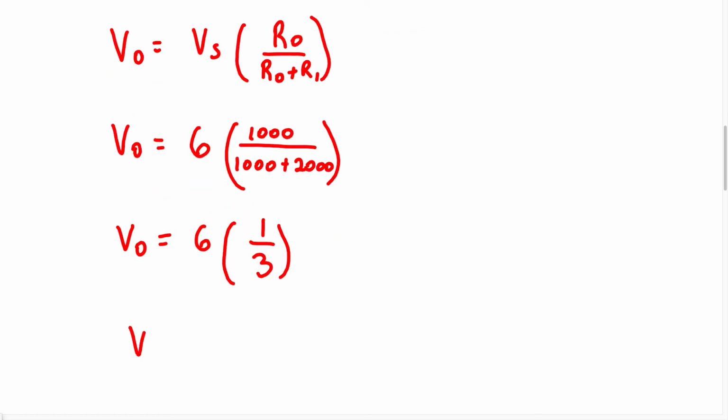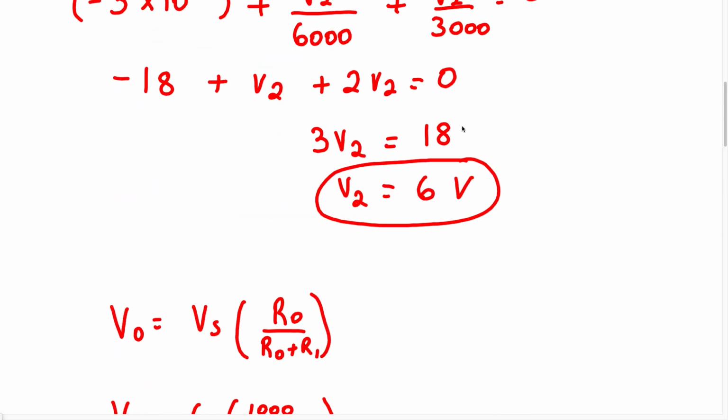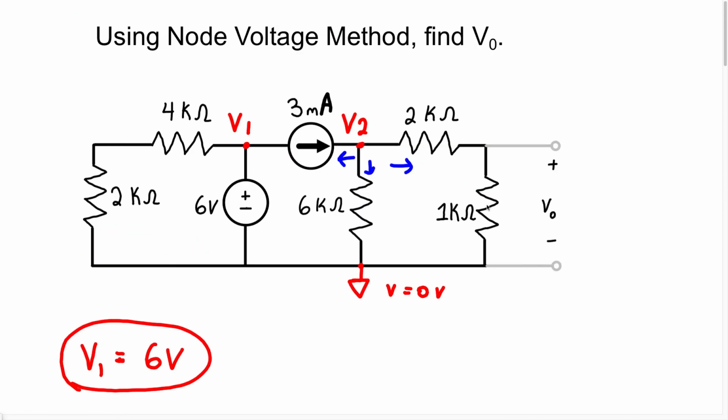Therefore, VO equals 2 volts. So this is going to be our answer for this particular problem. The voltage VO, which is the voltage across this 1K resistor, is going to be 2 volts. So we found V1, but we didn't really need V1. That's how these problems work sometimes. But this is how you solve these types of problems.